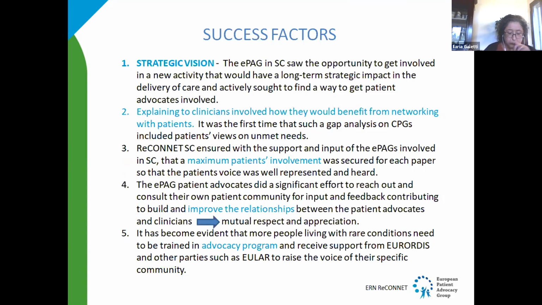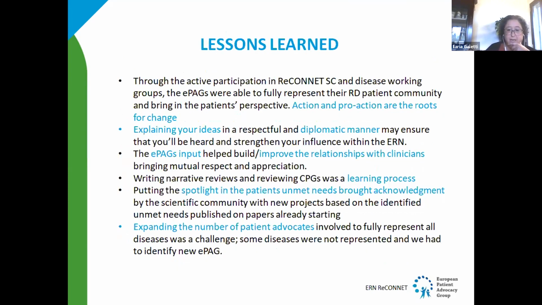We realized how patients with rare conditions, or maybe very rare conditions, need to be trained in advocacy, like EURORDIS does, but also EULAR, which is the European Society of Rheumatologists. It's our society, which has a very strong representation of patients, which is PARE. They should work a little bit more for patients with a rare condition instead of just rheumatic diseases. And here is what we have learned.